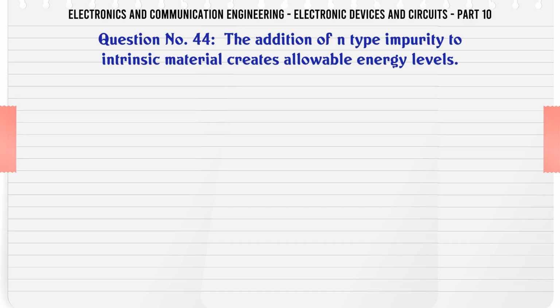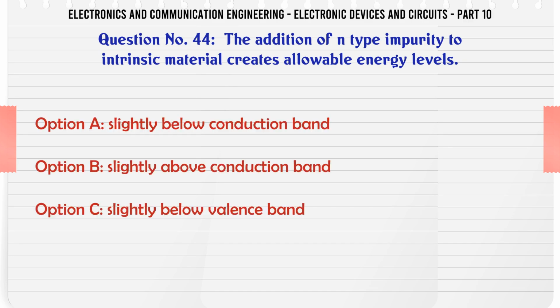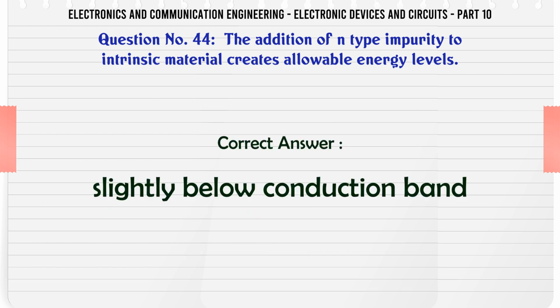The addition of N-type impurity to intrinsic material creates allowable energy levels A. slightly below conduction band, B. slightly above conduction band, C. slightly below valence band, D. slightly above valence band. The correct answer is slightly below conduction band.